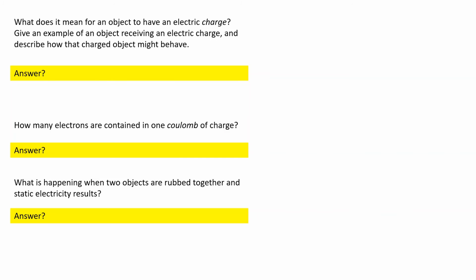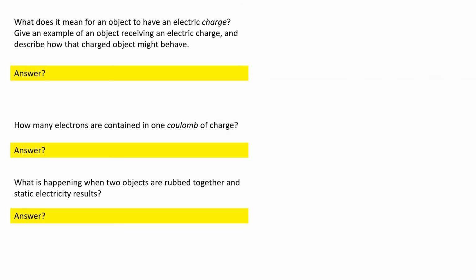Okay, so let me just read these questions out very quickly. What does it mean for an object to have an electric charge? Give an example of an object receiving an electric charge and describe how that charged object might behave. I know it's not numbered, so the first question is at the top, the second in the middle, and the third at the bottom.